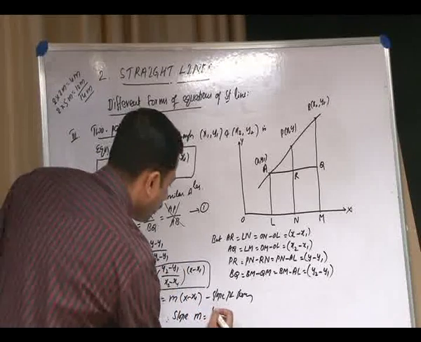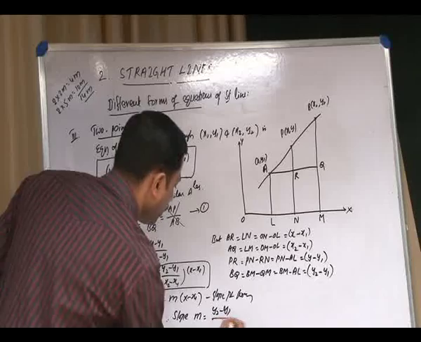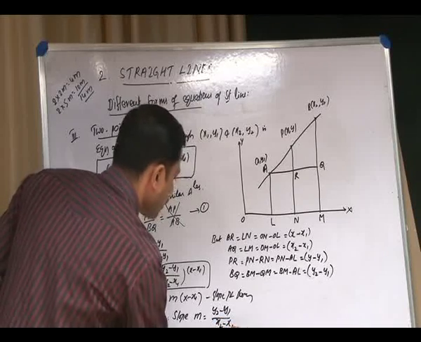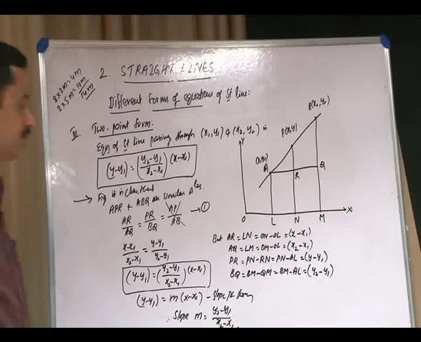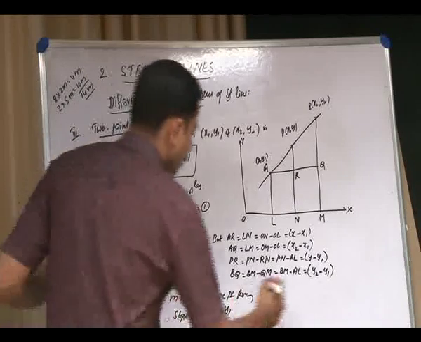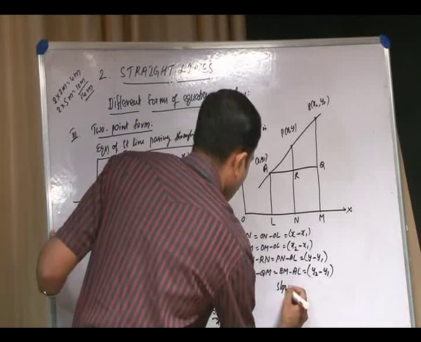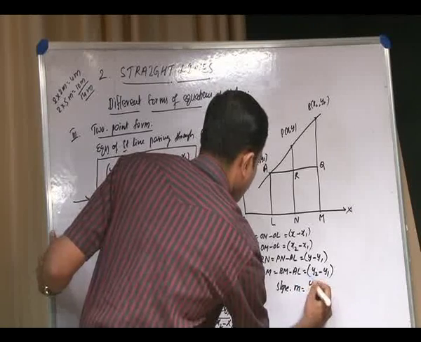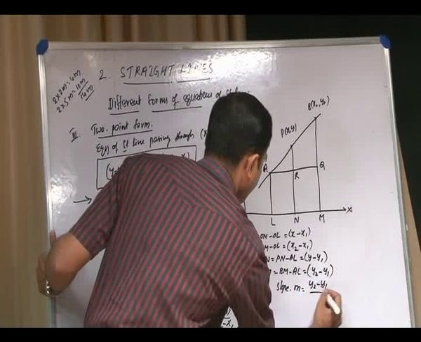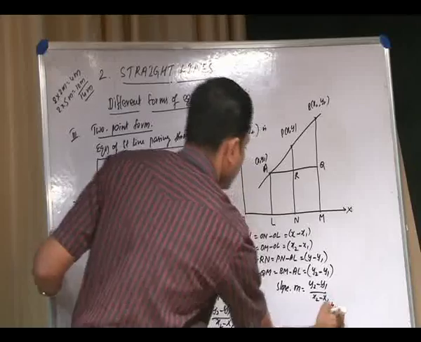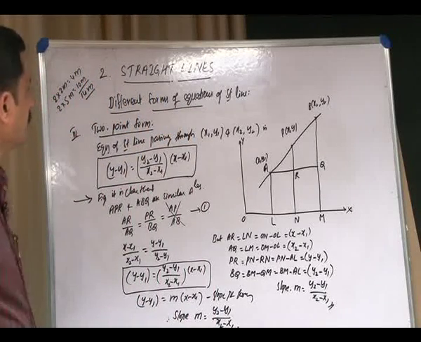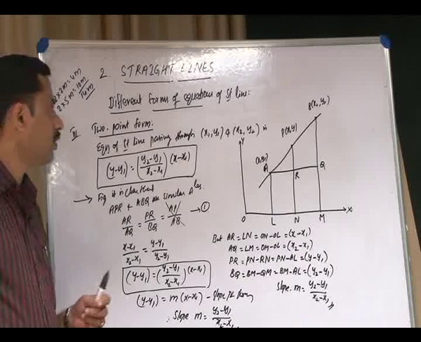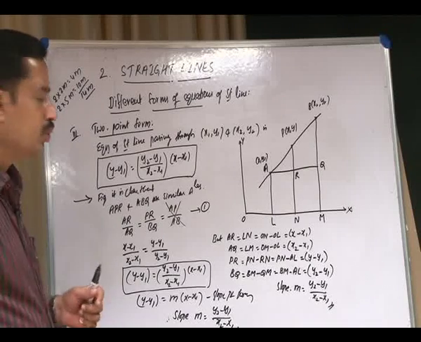That is given by m is equal to y2 minus y1 divided by x2 minus x1. That also represents the slope of the straight line. I'll write here, slope m is equal to y2 minus y1 divided by x2 minus x1. That is the slope of the straight line. So this equation is called a 2-point form, 2-point form.